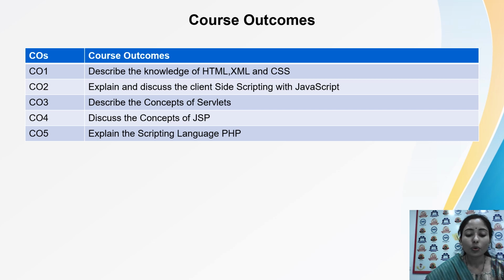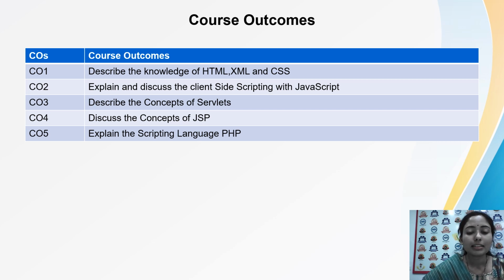Next is course outcome. So in this we are going to discuss what is COs. COs basically stand for course outcome. It is just like an abstract of your syllabus.